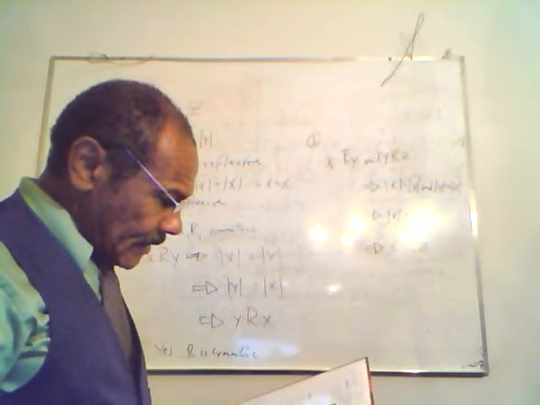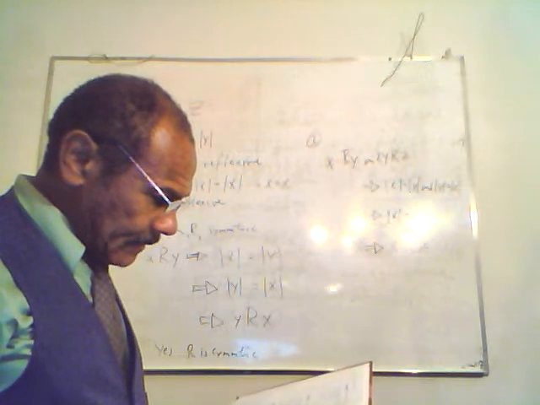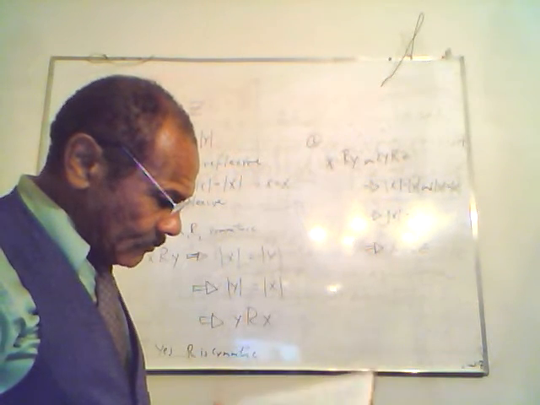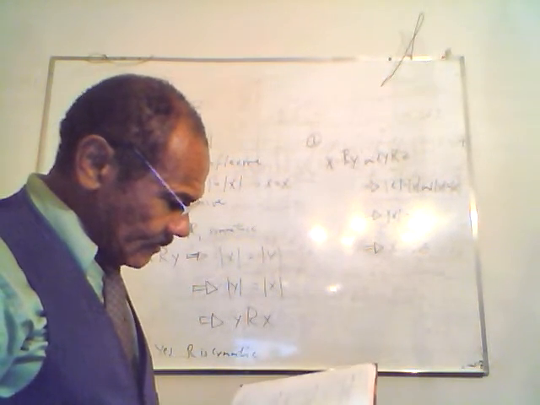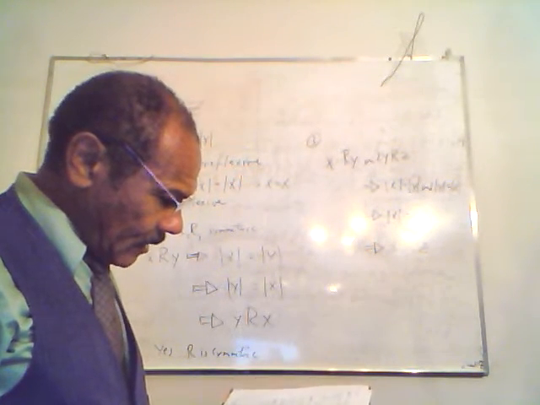All right, example 3. The relation R defined on the set of integers by X relation Y if and only if X is greater than Y.